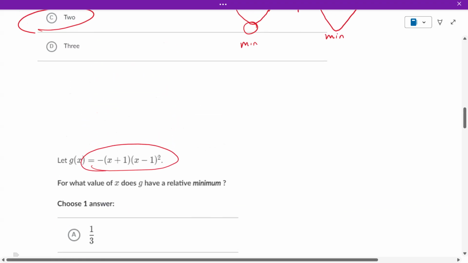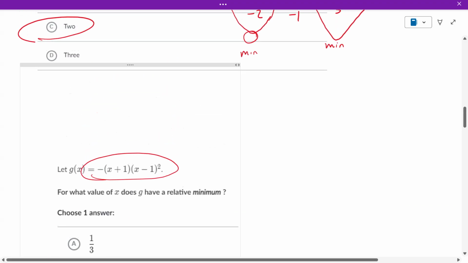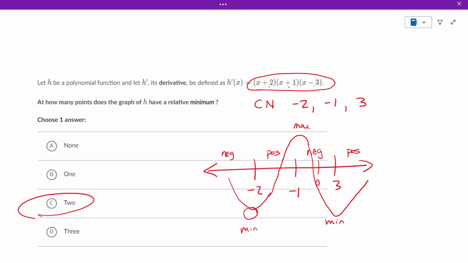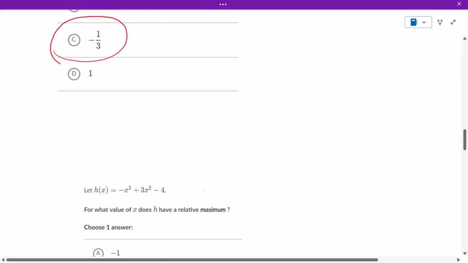Well, you could graph the derivative too, but then it means a different thing. If you graph the derivative, where it's positive, it's increasing, where it's negative, it's decreasing. Okay?